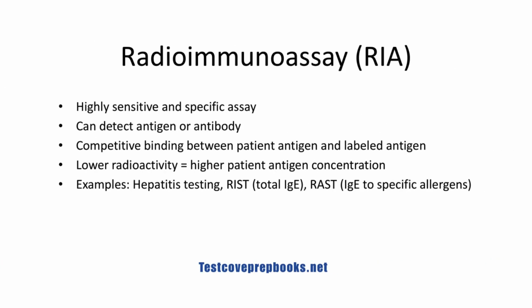Radioimmunoassay, or RIA. This method is very sensitive and specific. It can detect either antigen or antibody. It works on competitive binding, where patient antigen competes with labeled antigen for antibody binding. After washing away what is not bound, radioactivity is measured. The lower the radioactivity, the higher the concentration of patient antigen. Examples include testing for hepatitis antigens and antibodies, total IgE with RIST, and allergen-specific IgE with RAST.